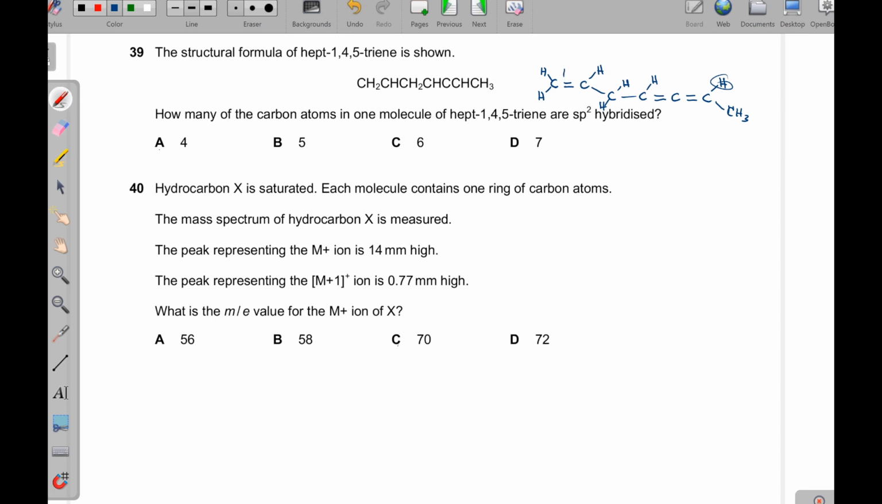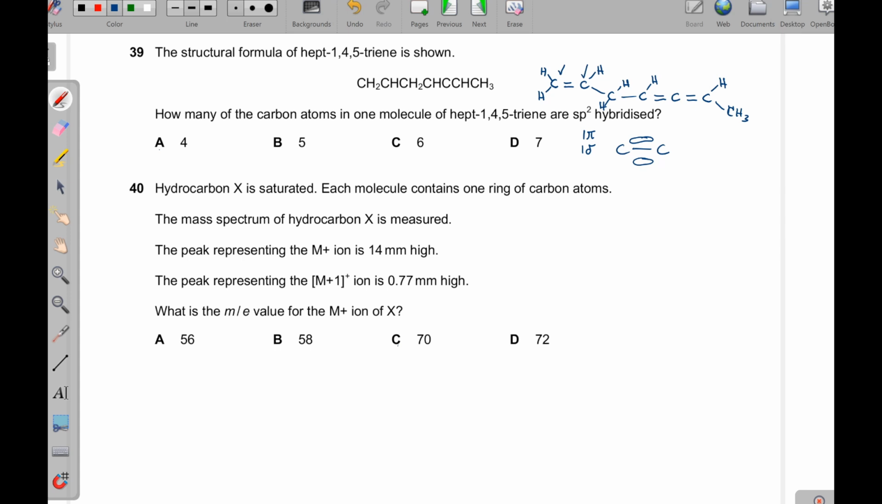It's a 1, then 2, 3, 4, then 5 triene. Okay, and then the question is to do what? How many of the carbon atoms in one molecule of this are sp2 hybridized? So for sp2 hybridization, we see 1 pi bond and 1 sigma bond. Okay, we have 1 sigma and then the pi, which we represent like that, the sideway overlap of the p orbitals. So it is here, this is 1, 2, those 2 carbons there.